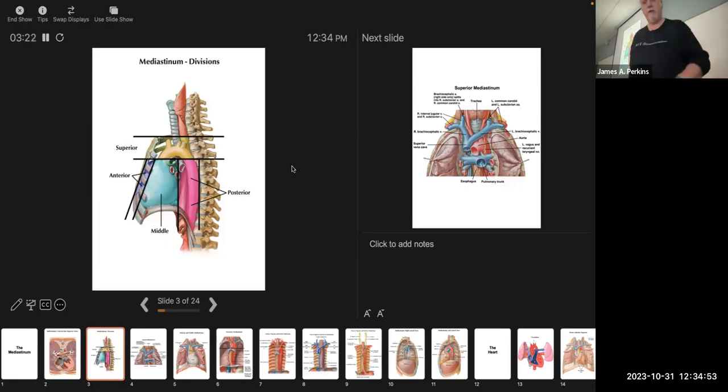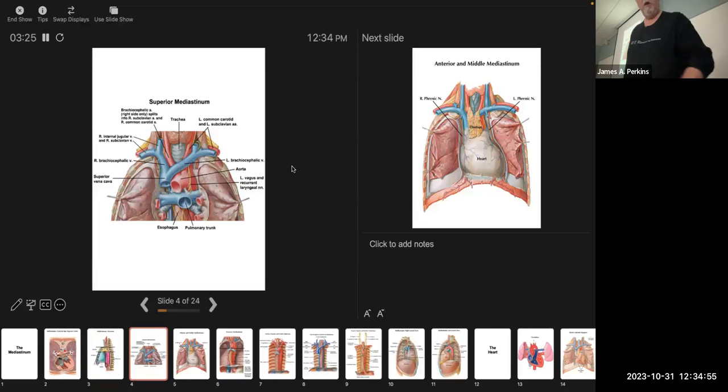So let's walk through each of these areas one at a time and talk about the structures that are found in each area. Some of this you've already dissected, some of it you haven't. Starting with the superior mediastinum, we see here all of the structures that lie superior to the heart. The heart itself has been removed. So the superior vena cava is cut, the ascending aorta, or the very first part of the aortic arch, is cut, and then the pulmonary trunk is cut right there.